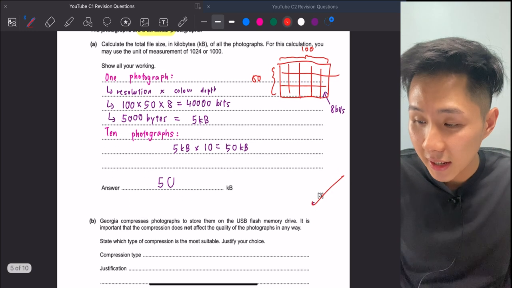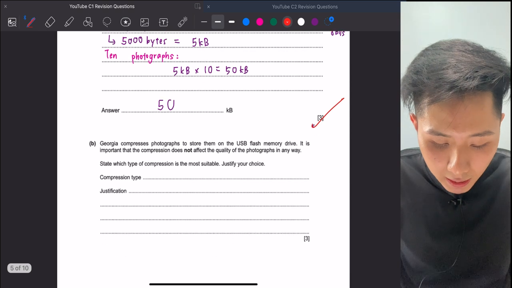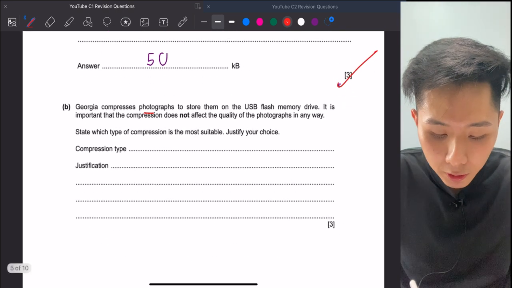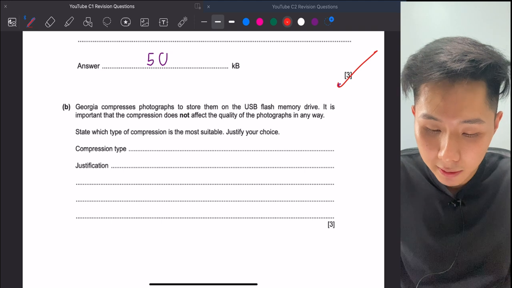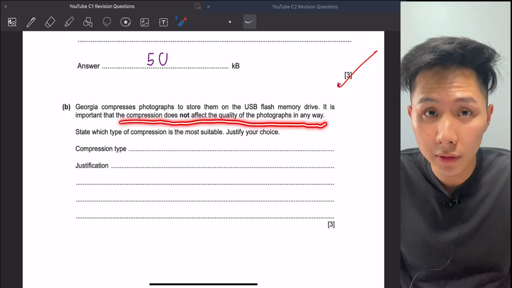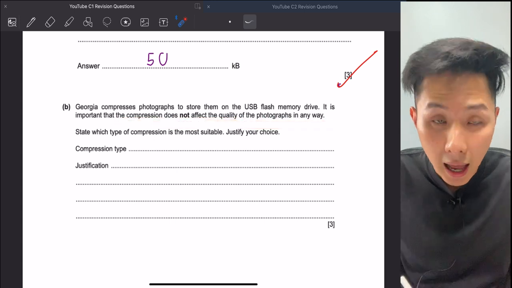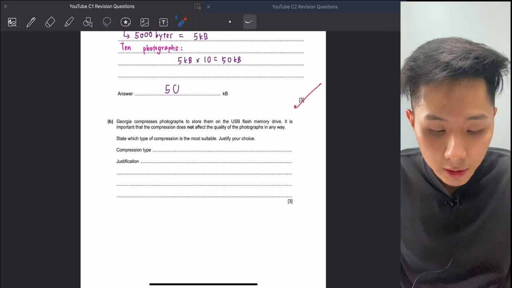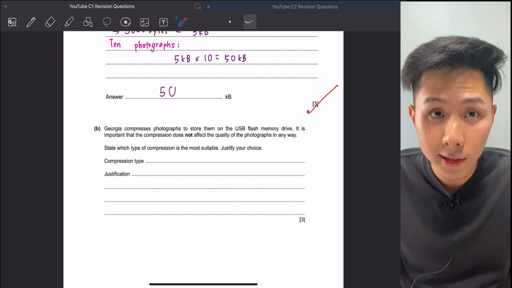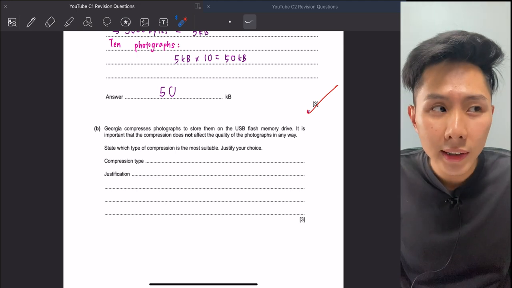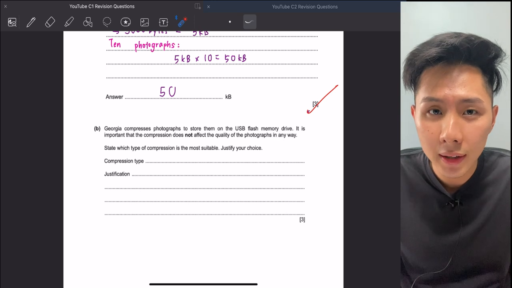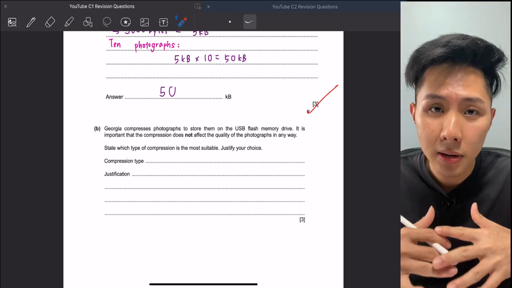All right, so that's about it. The next question is about compression. Georgia compressed photographs to store them on USB flash drive. It is important that the compression does not affect the quality of the photograph in any way. And just a recap here, in our mind map, we learned that there are two different types of compression. One is lossy and the other is lossless. Lossy basically removes any redundant data or data that is not so important, and it removes this data permanently.